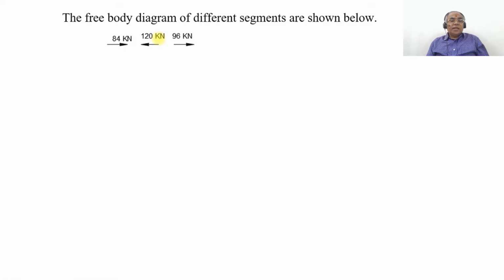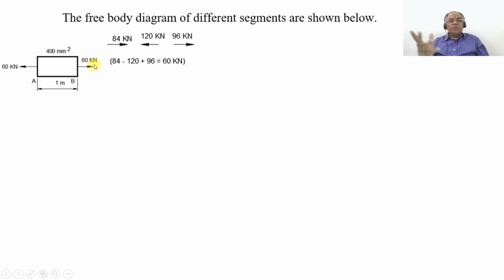So you are going to get 84 positive, minus 120, plus 96. So you are going to get 60 kilonewton, which is positive. Therefore, on the right hand side, the load will be acting toward the right side. On the left hand side, you have only one load acting toward the left side, which is 60 kilonewton, which is tensile. And towards the right side also, 60 kilonewton acting toward the right side. So it is positive, so it is in tension. This is the bar of 400 mm square, segment AB, with a length of 1 meter.